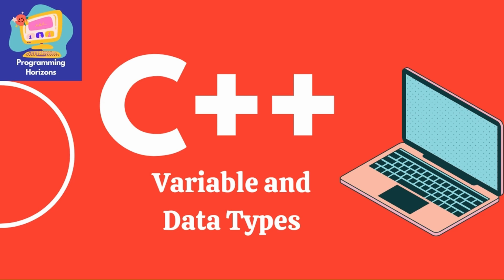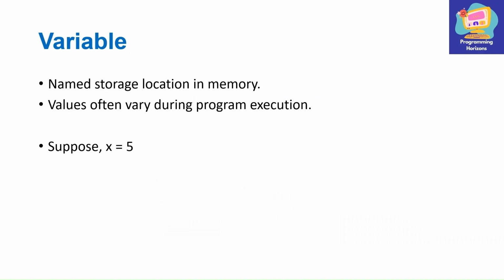In this video, we are going to study variables and data types. So let's get started. A variable can be defined as a named storage location in memory. Variables are called so because their values often change or vary during the execution of a program.